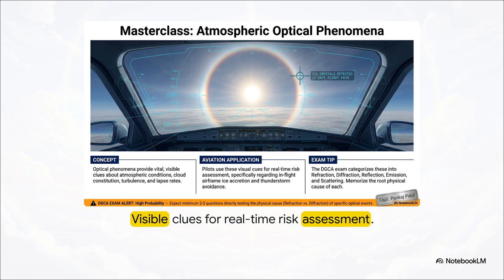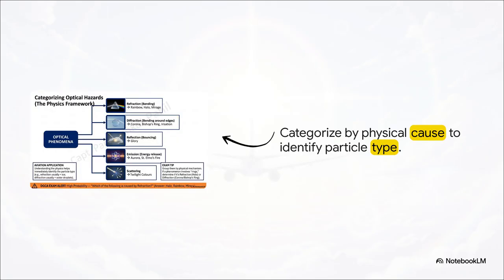And here is your DGCA exam tip. You absolutely must be able to categorize these events by their physical cause. Expect 2 to 3 questions testing exactly that. Right, so there are 5 main physics mechanisms generating these phenomena: refraction, diffraction, reflection, emission, and scattering. Getting a grip on this physics framework helps you instantly identify the particle type outside your window. For example, refraction usually means ice, while diffraction usually means water droplets.